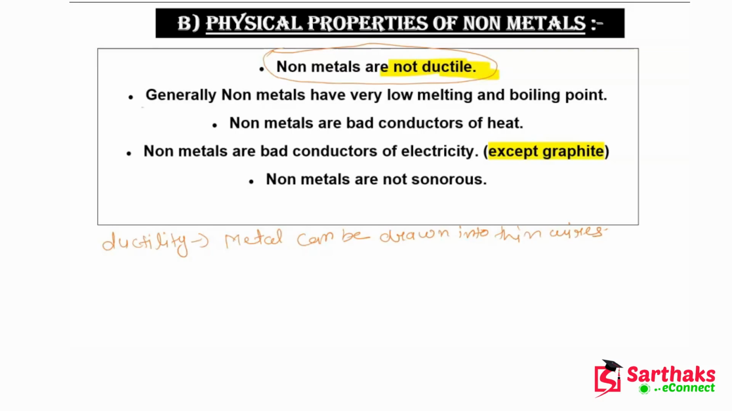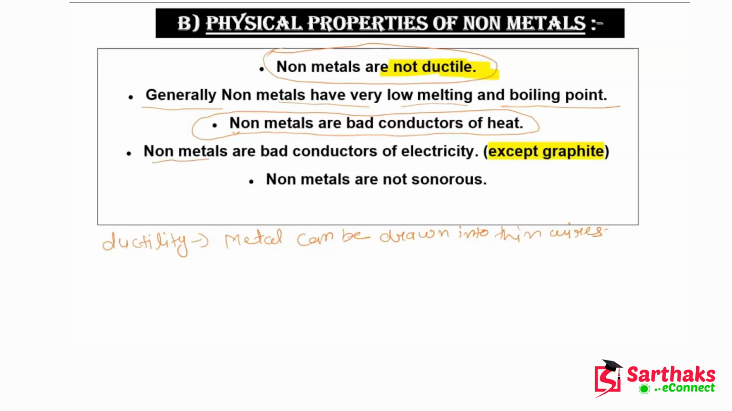Now, guys, generally non-metals have very low melting and boiling points. On the other hand, metals have very high melting and boiling points, because there is a very strong bond between the atoms of metal. Non-metals are bad conductors of heat. This is also very important. Metals were very good conductors of heat, but non-metals are bad conductors of heat. It means heat cannot be transferred from one point to another very easily in non-metals, but in metals it is very easy.